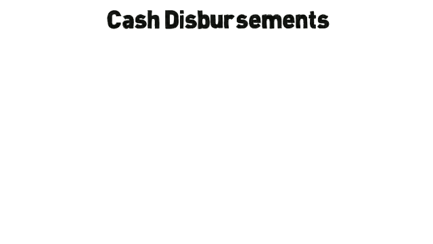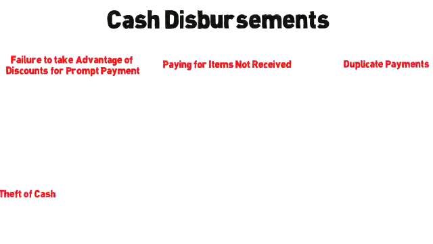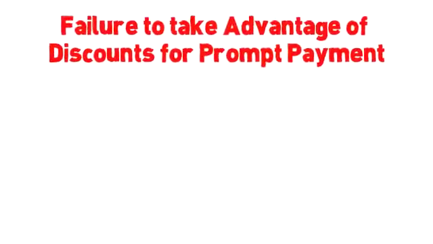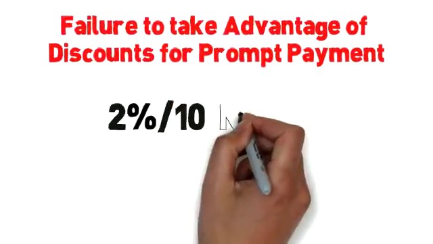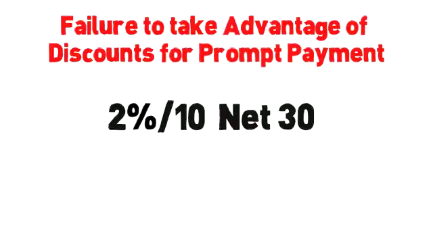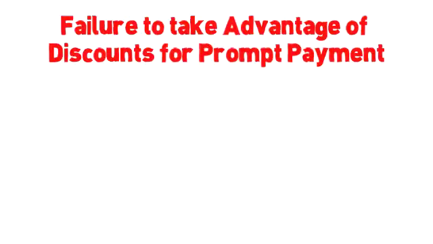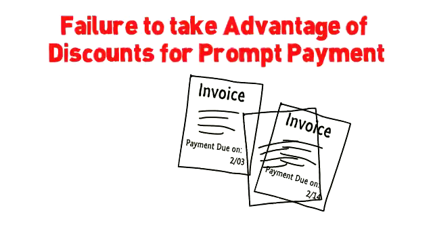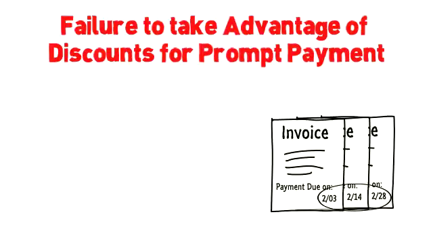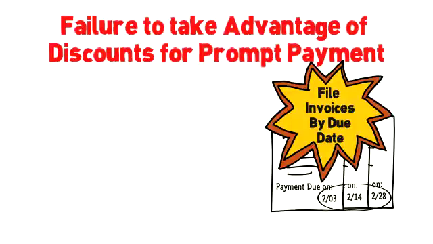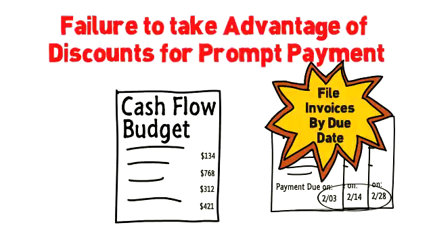Now we'll move over to cash disbursement threats. And we'll start with the failure to take advantage of discounts for prompt payment. Remember 2% 10 net 30 from your accounting class? This means you can take a 2% discount on your payment if you pay early. You can make sure you pay on time by filing your invoices by due date so you know when invoices should be paid. You can also use a cash flow budget to ensure you have cash on hand to pay early.